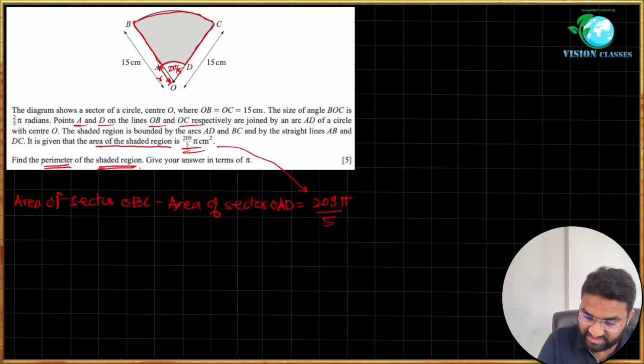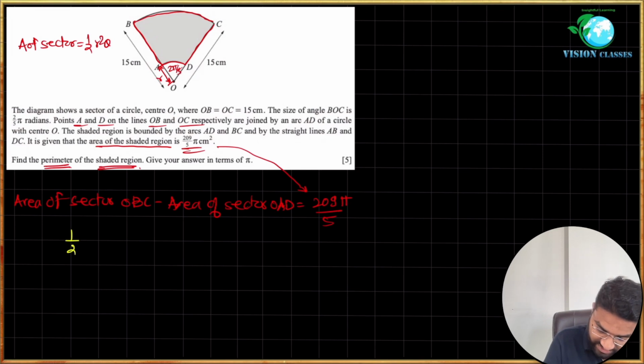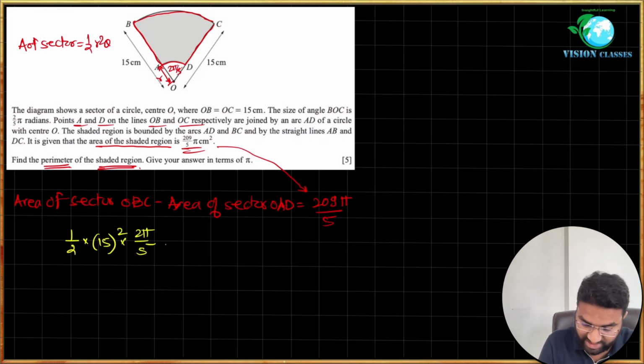The rest is just the calculation part. For the area of sector, the formula is 1 half r square theta. So here, 1 half times 15 squared times theta, which is 2 pi over 5, minus the area of sector OAD, which is 1 half times r square, since r is not given, times theta, 2 pi by 5. It is equal to 209 pi over 5.